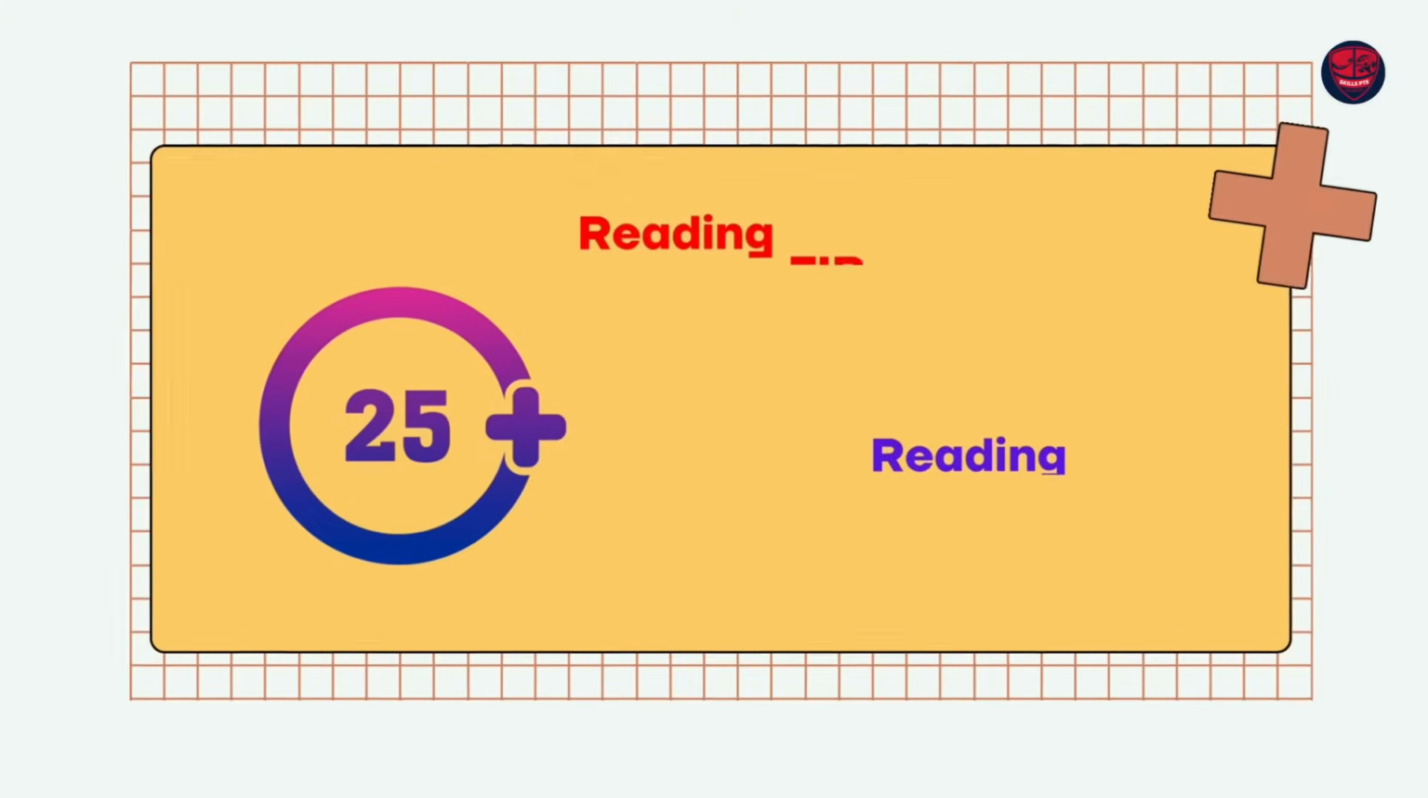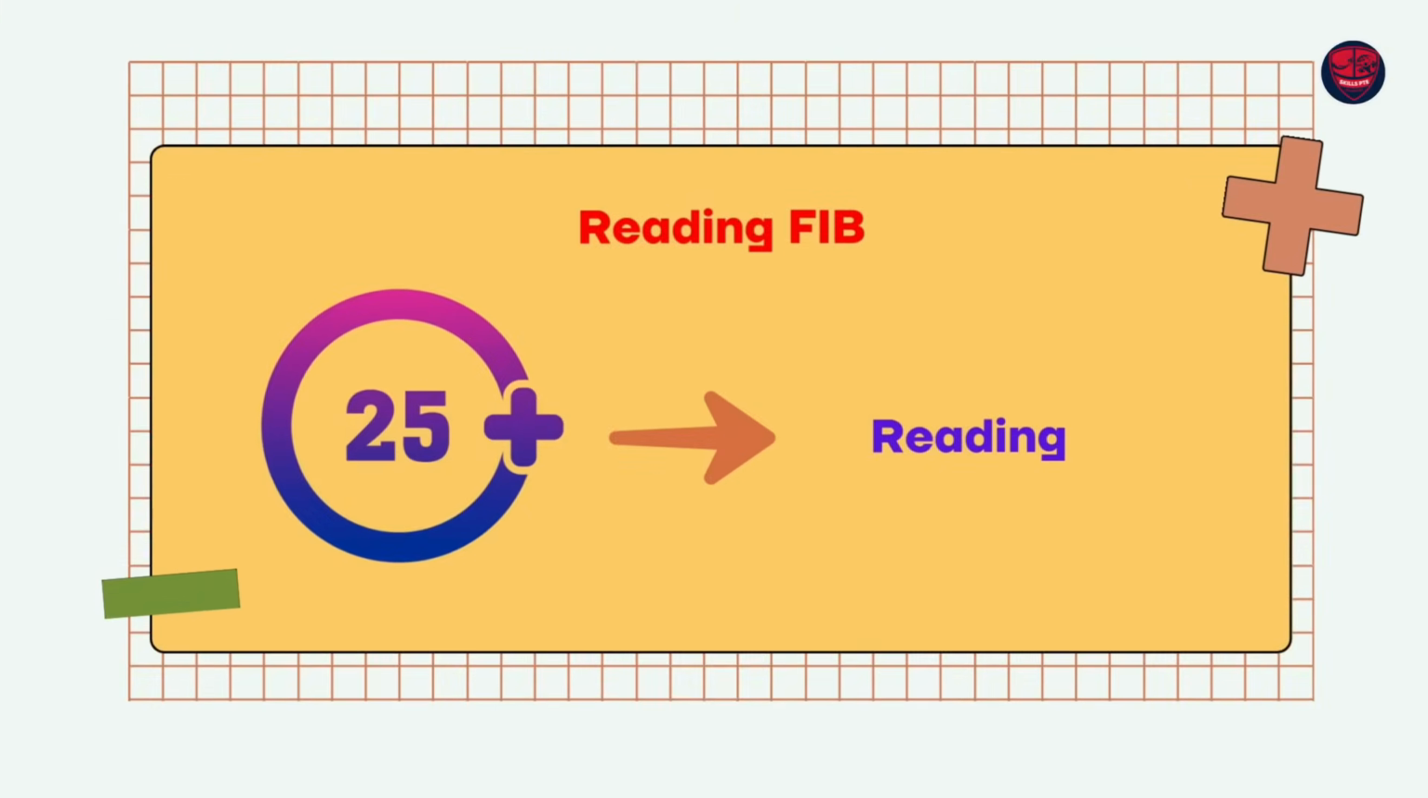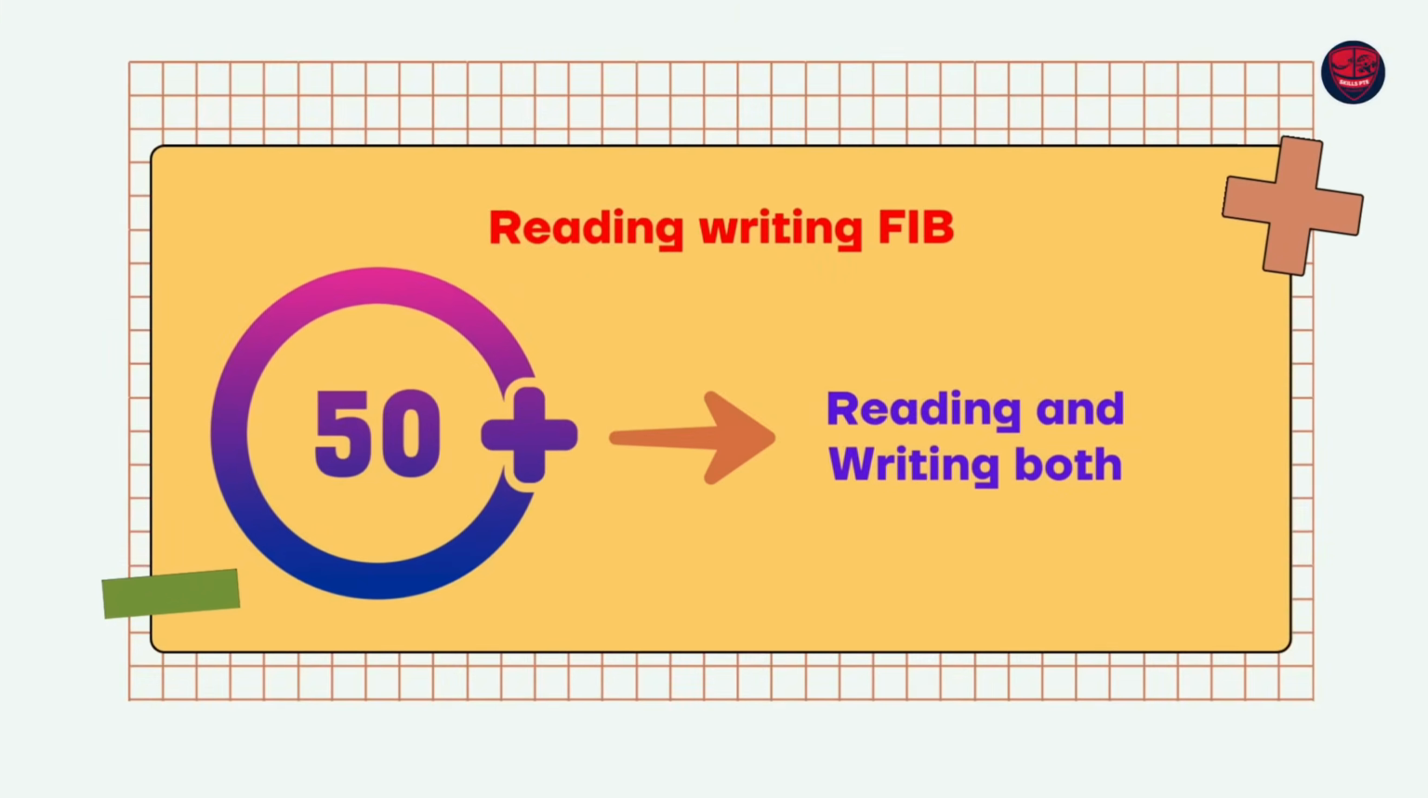Reading fill in the blanks contributes 25 plus marks towards reading. Reading and writing fill in the blanks contributes 50 marks towards reading and writing both: 25 to reading, 25 to writing. They are more important. All these are not important at all. Remember this. The next is the 10th module called Summarize Spoken Text.